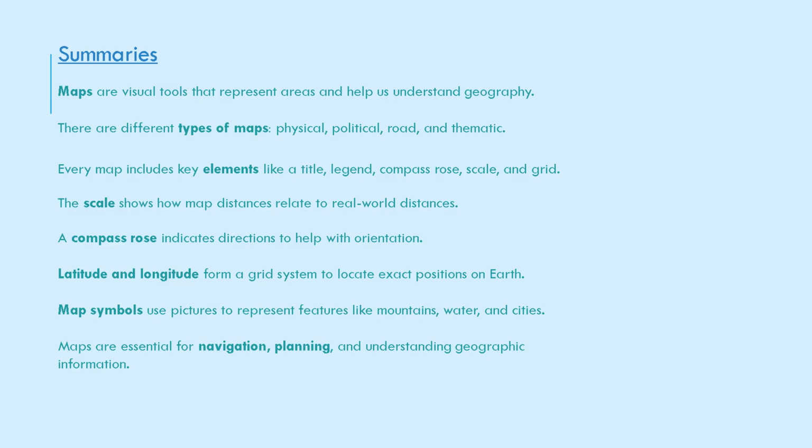A compass rose indicates direction to help with orientation. Latitude and longitude form a grid system to locate exact positions on Earth. Map symbols use pictures to represent features like mountains, water, and cities. And lastly, maps are essential for navigation, planning, and understanding geographic information.